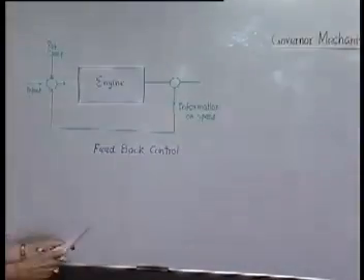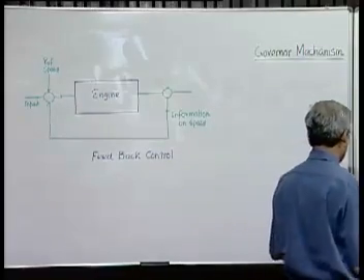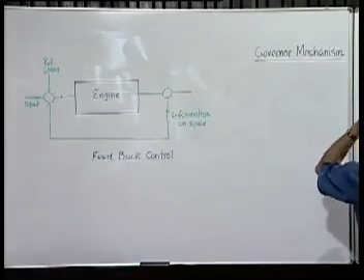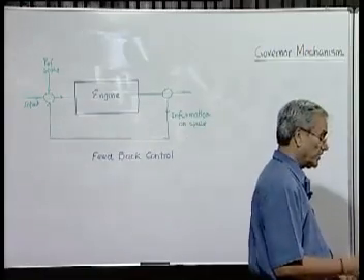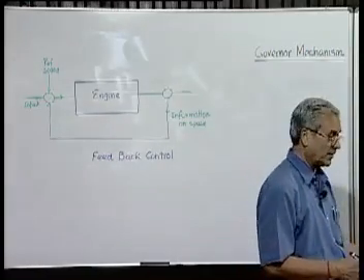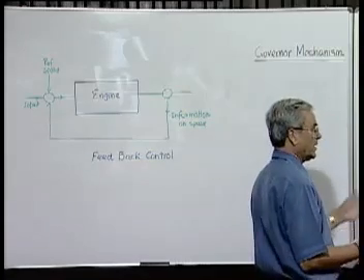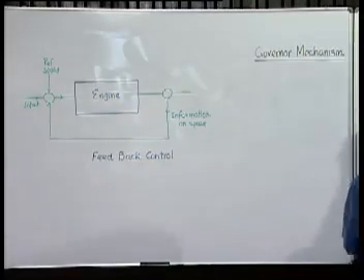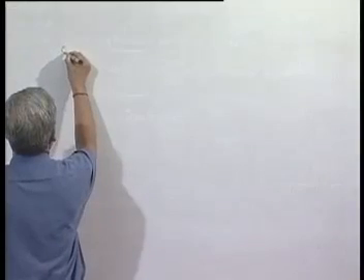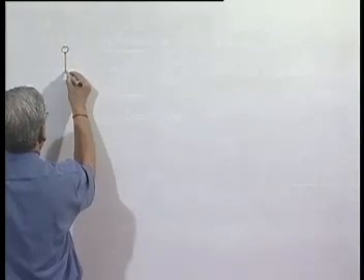The first use, just to give you the history of this, the first use of a governor mechanism, which is nothing but a feedback control device, was by James Watt in, I think, the late 17th century. So the basic scheme is like this.